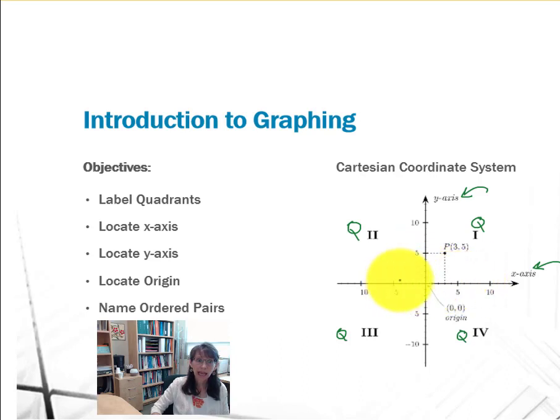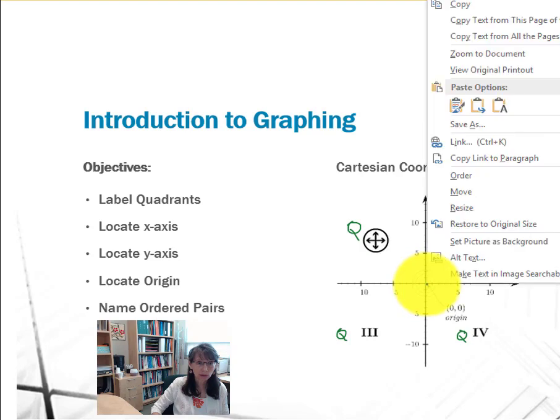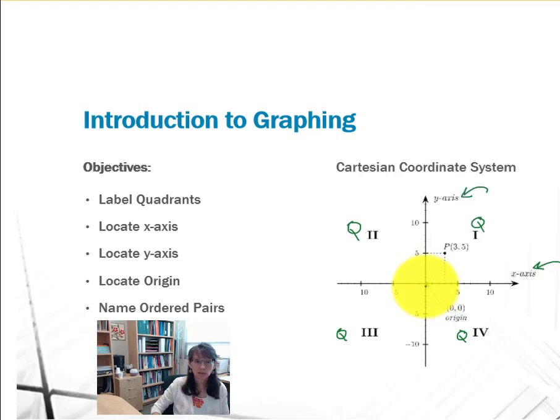Where the x and the y-axis meet, right here, is called the origin. So the origin is a very important location on the Cartesian coordinate system because that's pretty much our home base. We're always going to start there. And if we are given an ordered pair with x and y values, we move in the direction of x first and then in the direction of y.